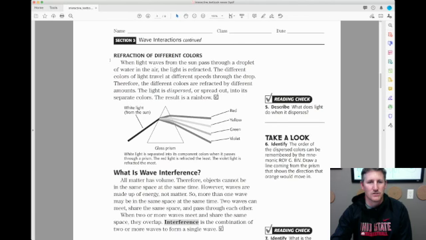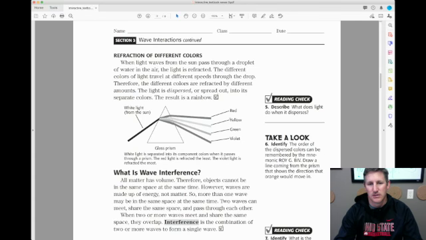Refraction of different colors. The light waves from the sun pass through a droplet of water in the air. The light is refracted. The different colors of light travel at different speeds through the drop. Therefore, the different colors are refracted by different amounts. The light is dispersed, or spread out, into separate colors. The result is a rainbow. Now, Roy G. Biv: red, orange, yellow, green, blue, indigo, violet.